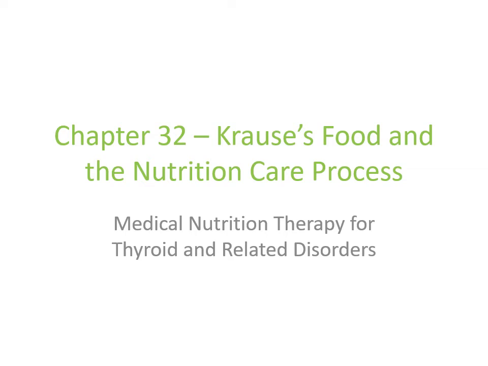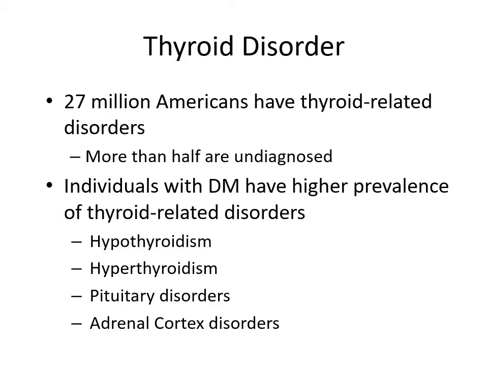In this chapter, we'll take a look at medical nutrition therapy for thyroid and related disorders. So looking at thyroid disorder, 20 million Americans have thyroid-related disorders, and more than half are undiagnosed. Individuals with diabetes have a higher prevalence of thyroid-related disorders, including hypothyroidism, hyperthyroidism, pituitary disorders, and adrenal cortex disorders.